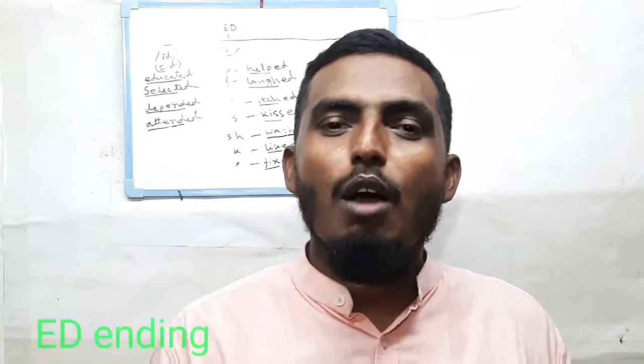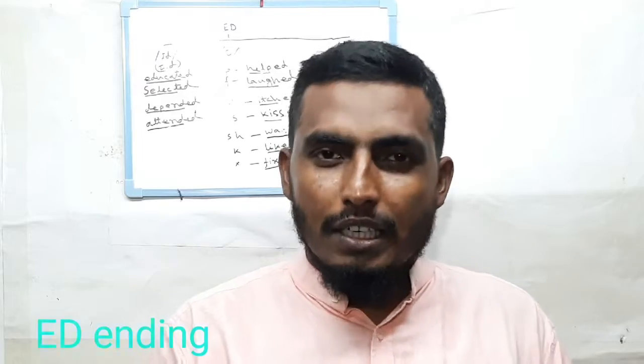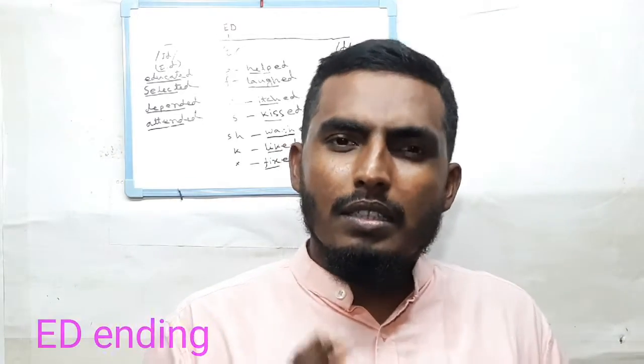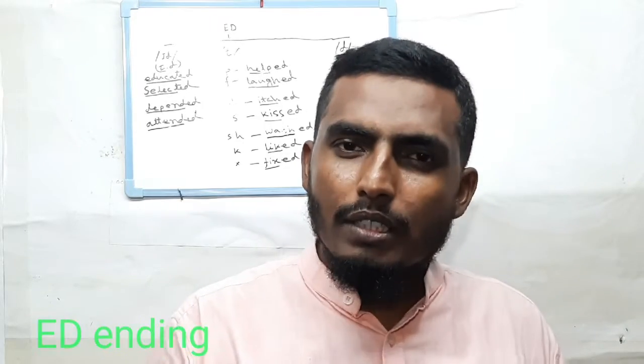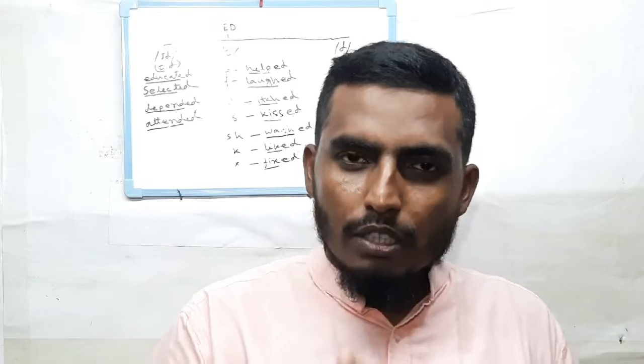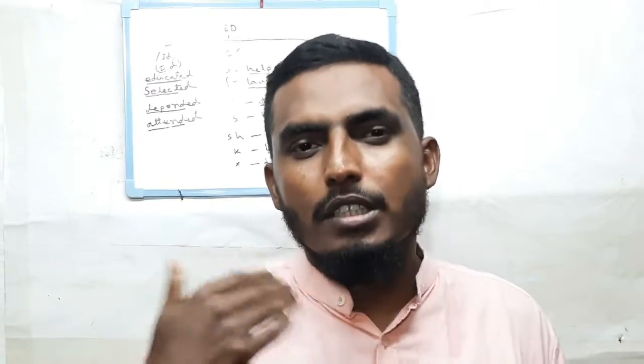Today we are going to learn how to pronounce the ed ending. Ed ending comes in regular past simple verbs, in regular past perfect verbs, and in many adjectives. So, for example, educate, educated, educated. Here, educate is the root word, and educated is the past simple and the past perfect. Educate is used to make simple past sentences, and the other educated is also used to make past perfect.